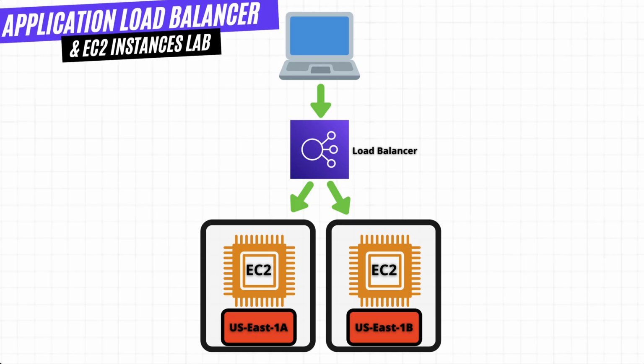Now I want to quickly recap what we just did. We created two EC2 instances and placed them both inside of a target group. We then created our application load balancer and routed our traffic to our target group. All of this put together allowed us to load balance our application across 2 availability zones, thus creating a highly available application. I hope you feel more comfortable with application load balancers.